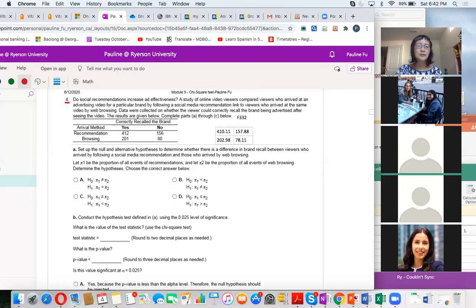Two arriving methods: one is recommendation, the other is browsing. And then you ask the question, can you correctly recall the brand? The answer is either yes or no.